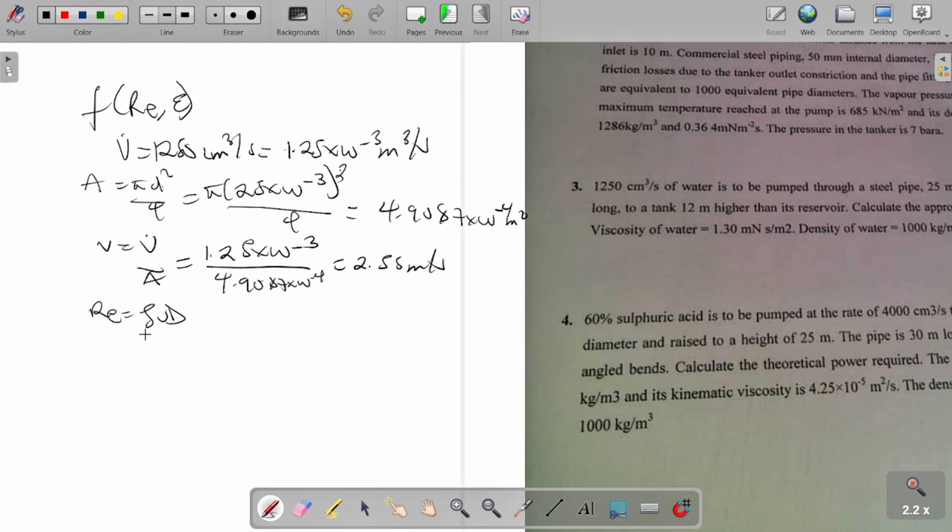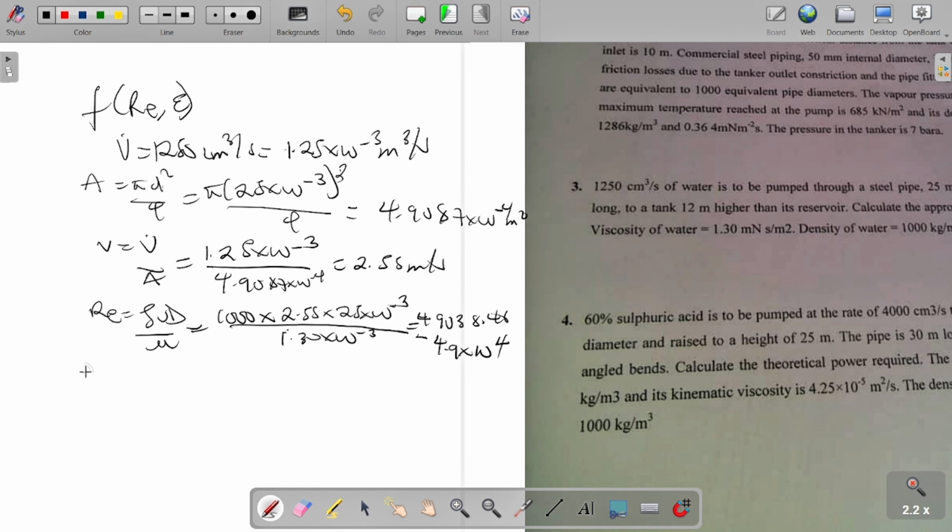If I have the velocity, the Reynolds number will be easy to calculate. Density was 1000, velocity is now 2.55, diameter is 25 times 10 to the power minus 3. Then the viscosity given in the question is 1.30 times 10 to the power minus 3. So this gives me a Reynolds number of 49038.46, which is approximately 4.9 times 10 to the power 4. So I have the Reynolds number.